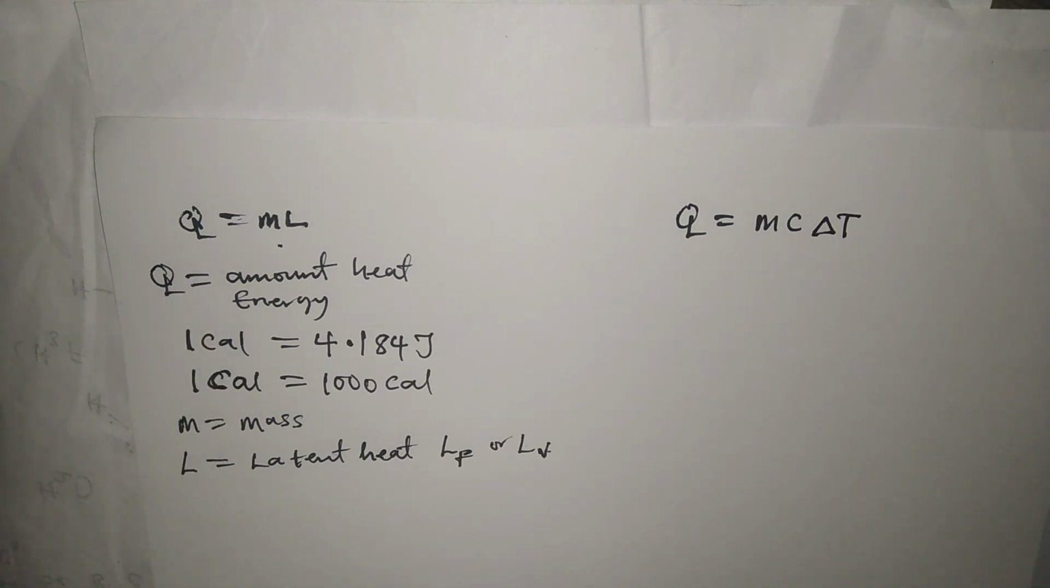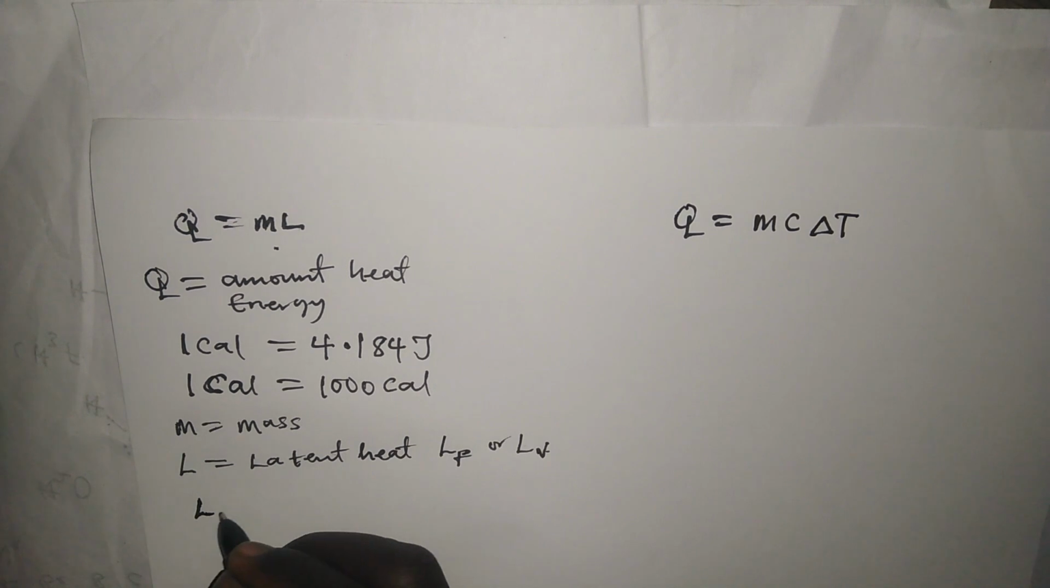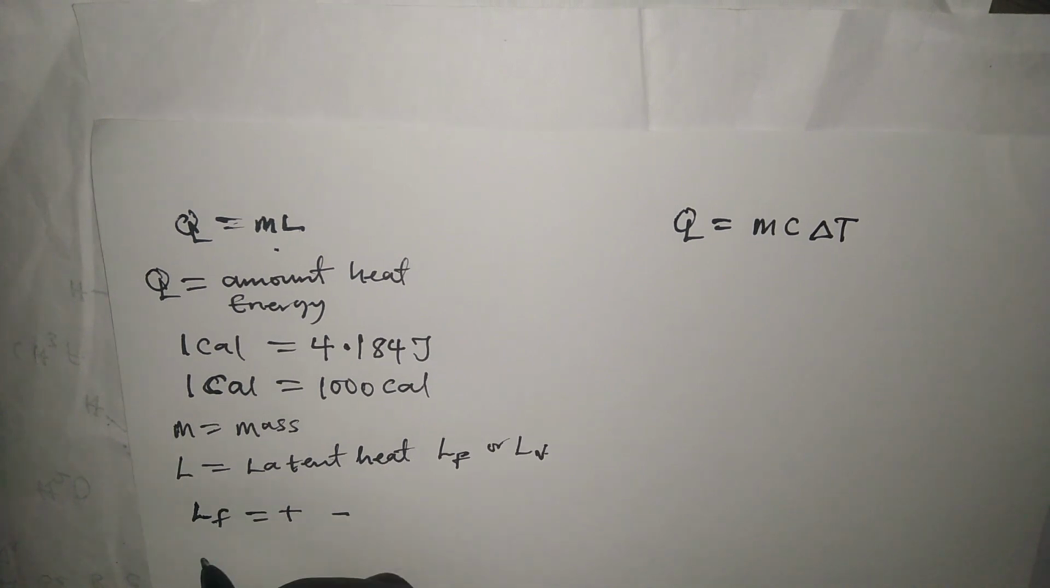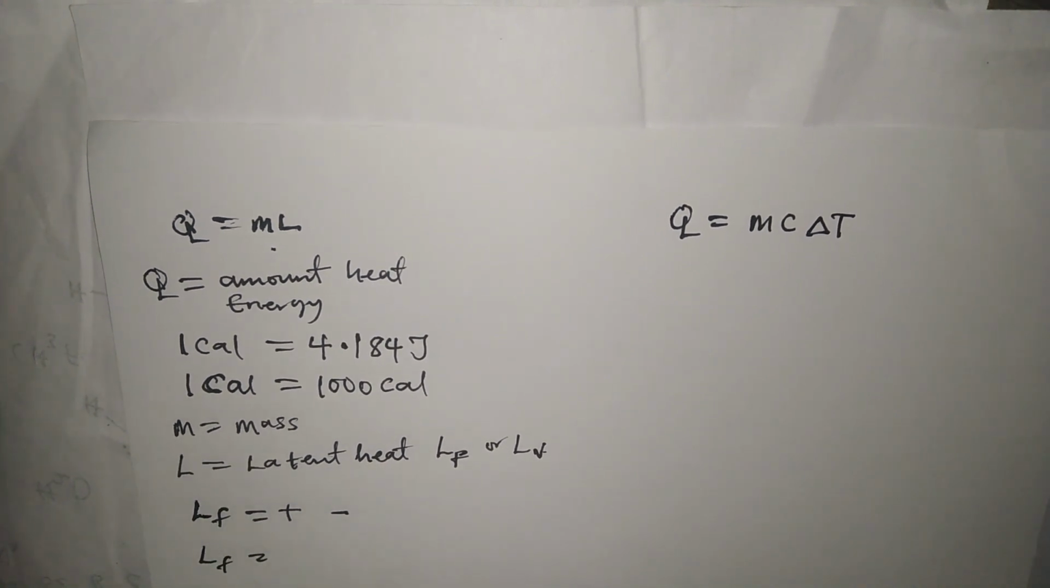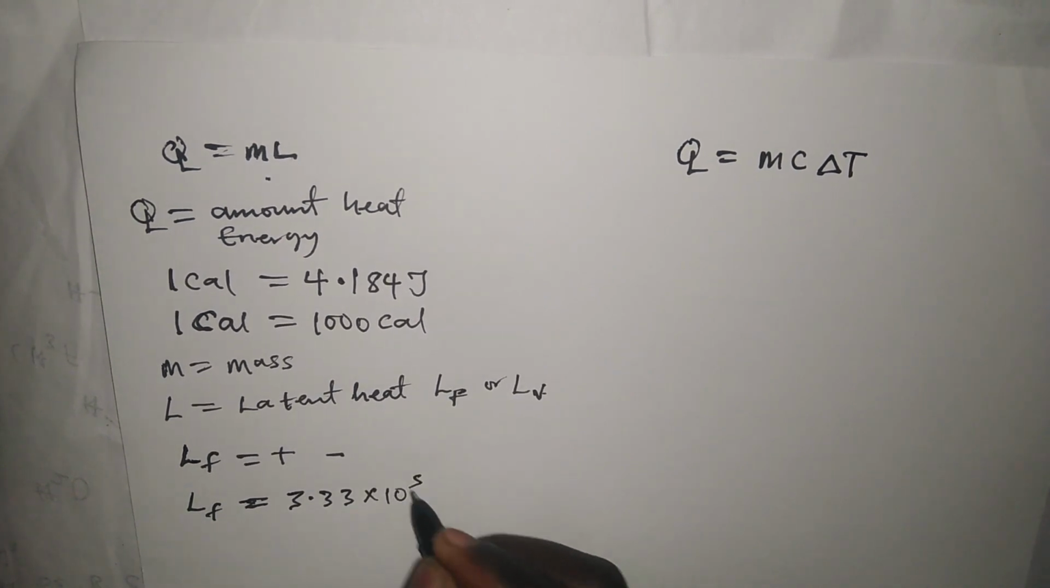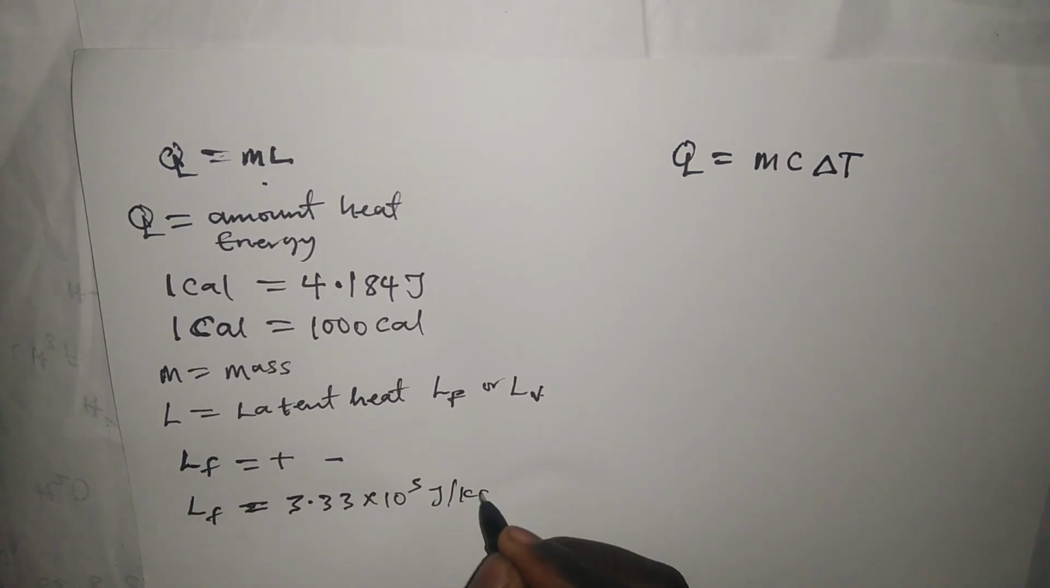Latent heat of fusion is the energy required for a solid to melt into a liquid, while latent heat of vaporization, which is LV, is the amount of heat energy required for a liquid to vaporize to gas. Latent heat of fusion is positive when a solid turns to liquid and negative when a liquid turns to solid. Take for instance water. The latent heat of fusion of water, LF, is equal to 3.33 times 10 raised to power 5 joules per kilogram.